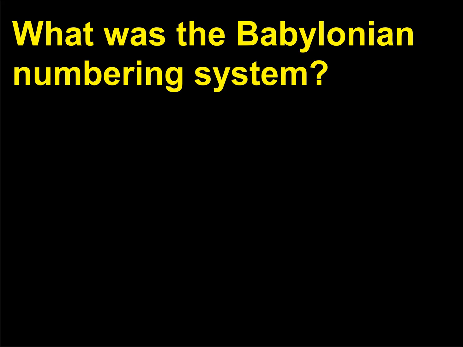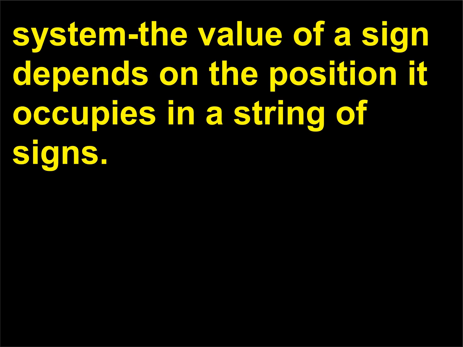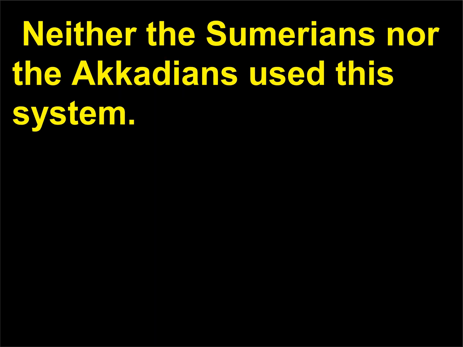What was the Babylonian numbering system? The Babylonians were one of the first to use a positional system within their numbering system. The value of a sign depends on the position it occupies in a string of signs. Neither the Sumerians nor the Akkadians used this system.